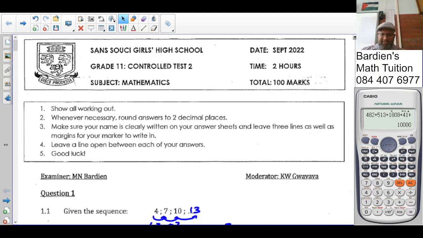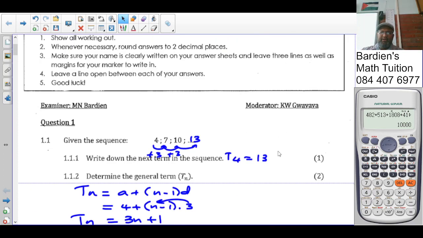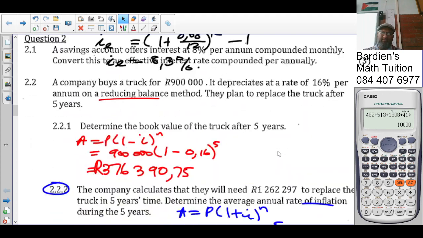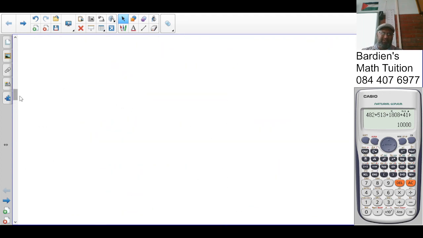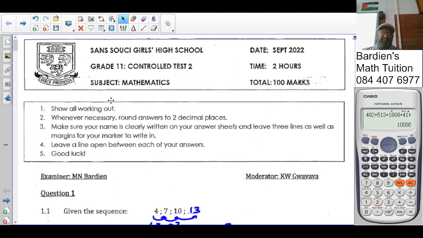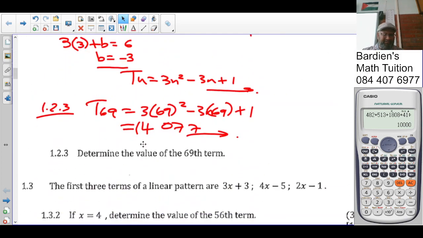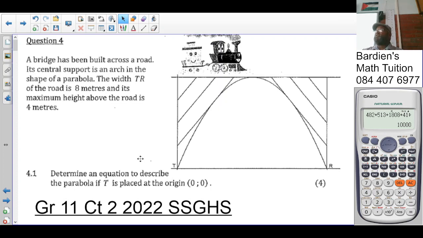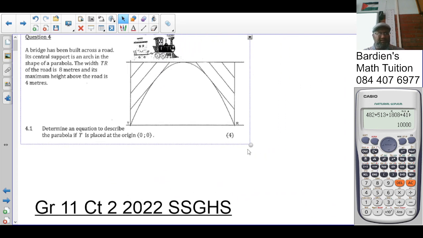Welcome back. So at this point, we just needed to cover the cycle, the control test 2. That was written at the end of last term, the third term. We are in the fourth term now. We got up until question 4, correct? Is that correct? Right. So we are told that, let's just minimize this a bit.